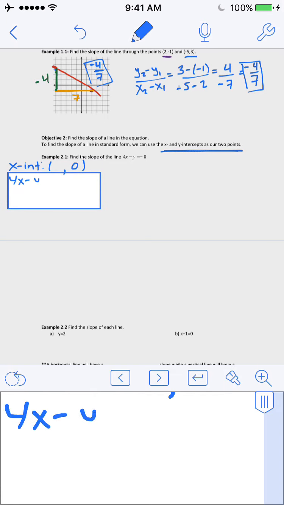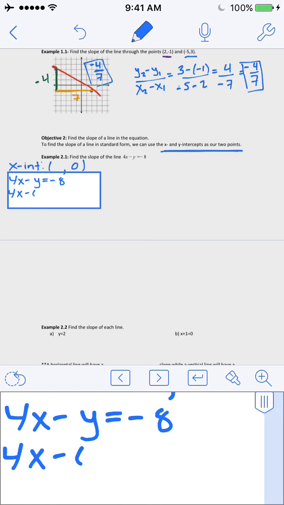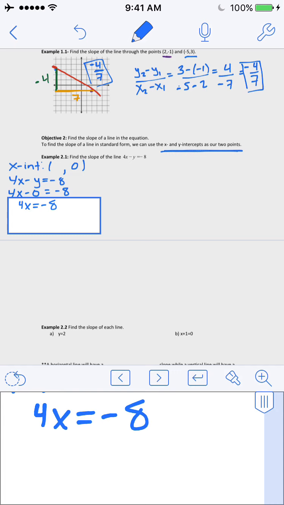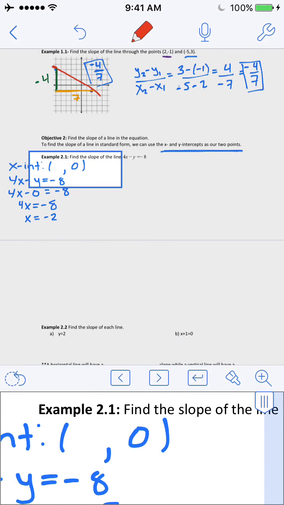Well, here's my equation: 4x minus y equals negative 8. And I know y equals 0, so I'll plug it in for y. So 4x minus 0 now equals negative 8. Anything minus 0 is not going to change anything, so that just goes away. I get 4x is equal to negative 8. Notice using the 0 is very, very simple, so that's why we want to use our x and y intercepts. Then divide by 4, you get x equals negative 2. And so our x-intercept would be negative 2, comma 0.